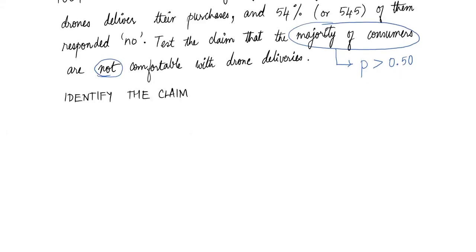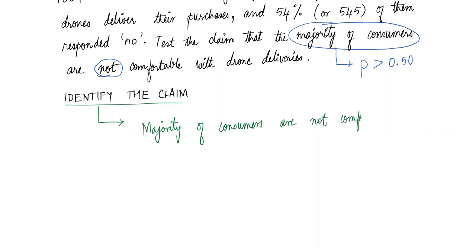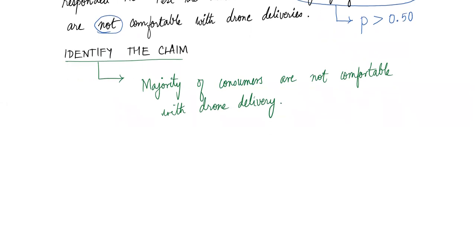So identify the claim. First, I would like to write in English what I identified as the claim. So the sentence for that is: majority of consumers are not comfortable with drone delivery. Okay. And once you identify it in English, then put it in symbolic form.